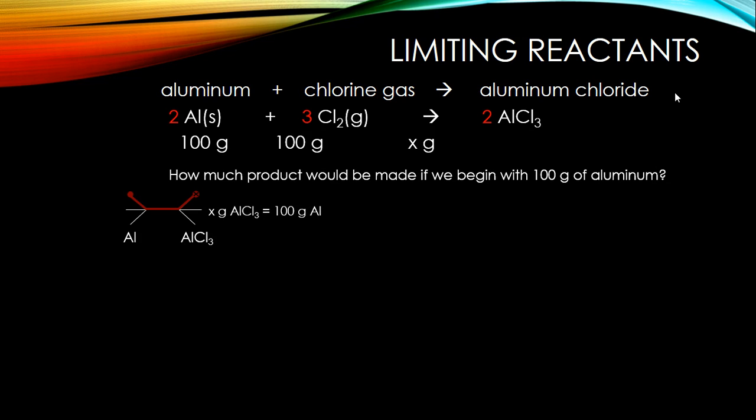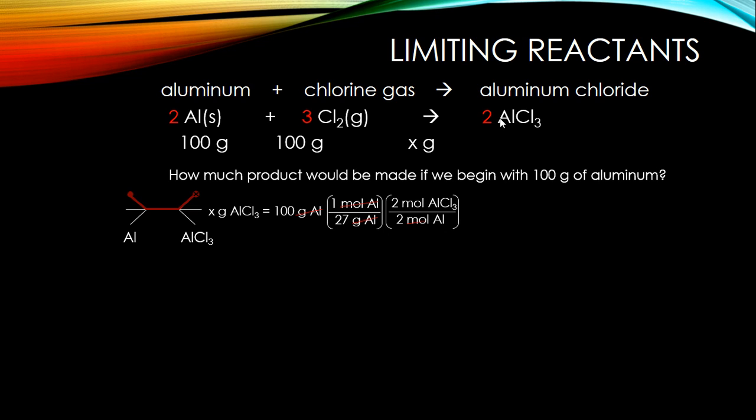Right? So whenever we're starting in our table, you always start with what you're given, which in this case is 100 grams of aluminum. And then the next part of our table, we use the molar mass of aluminum to convert to moles. All right, so that's this step right here. And then we use our mole to mole ratio, which we're going to get from our balanced chemical equation, right? 2 to 2.